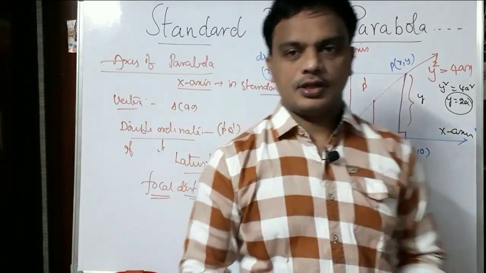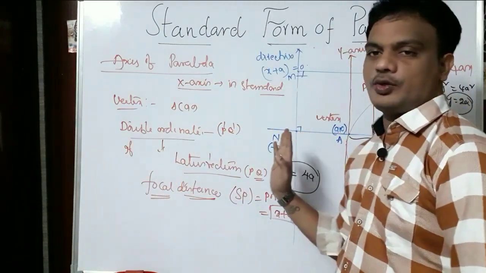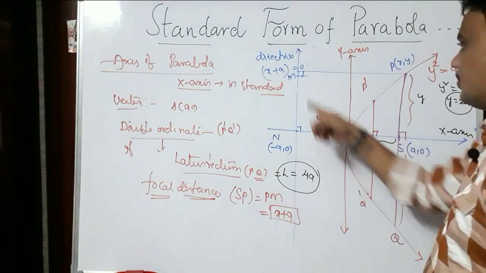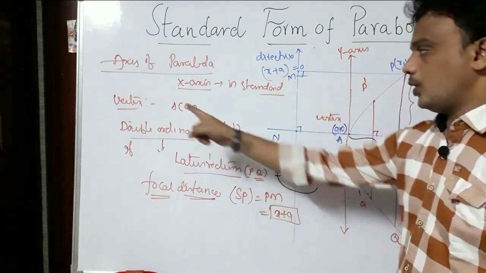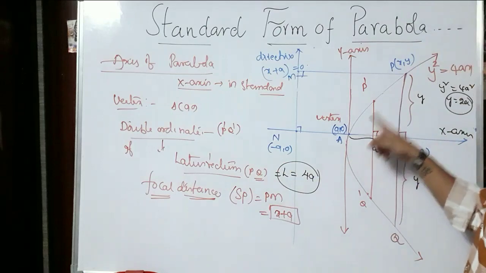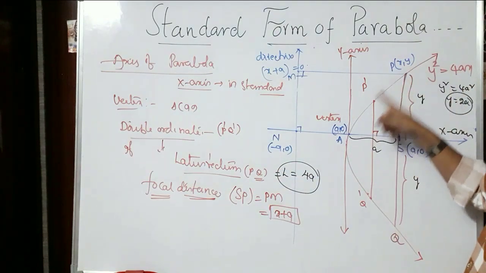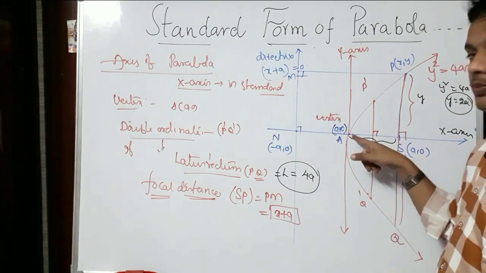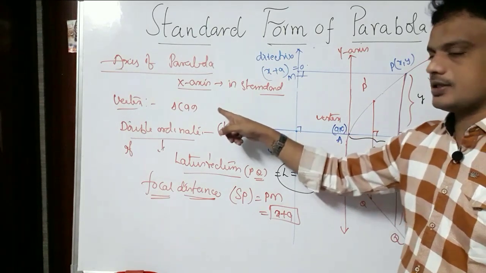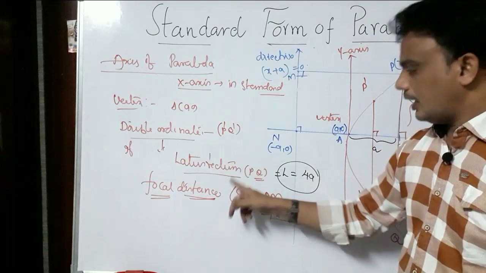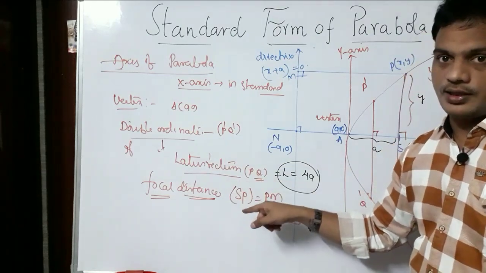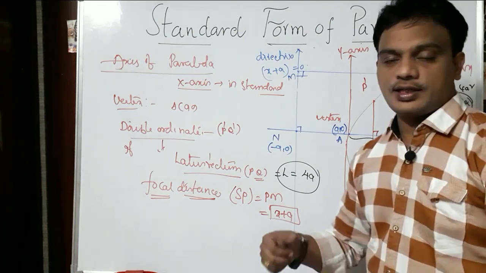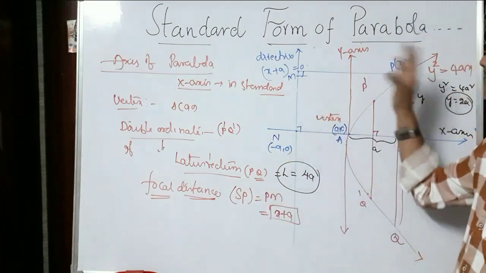So these are all the new terms we will use throughout the conic section: the axis of the parabola, passing through the focus and perpendicular to the directrix; the vertex, the point where that axis intersects the parabola; and the double ordinate, latus rectum and focal distance. Students, make a note.